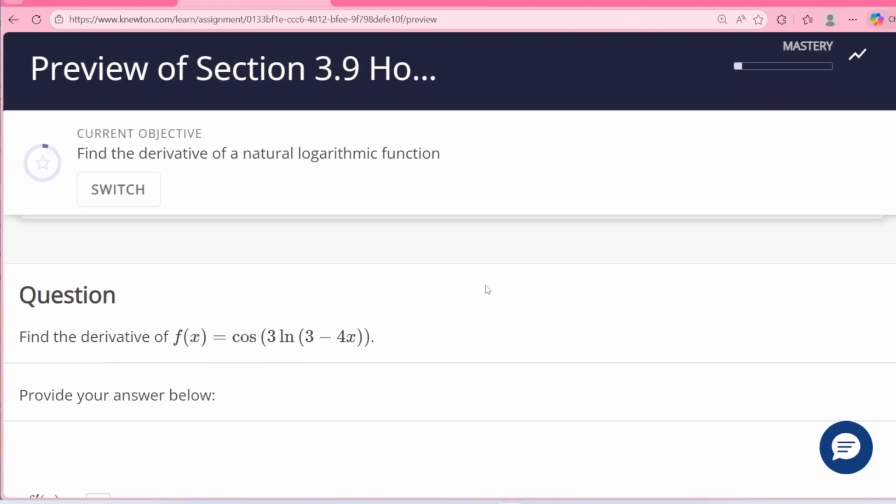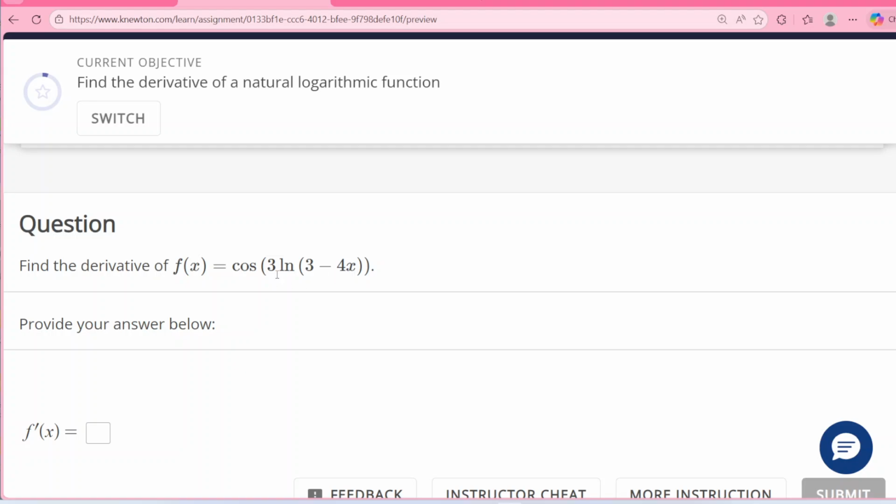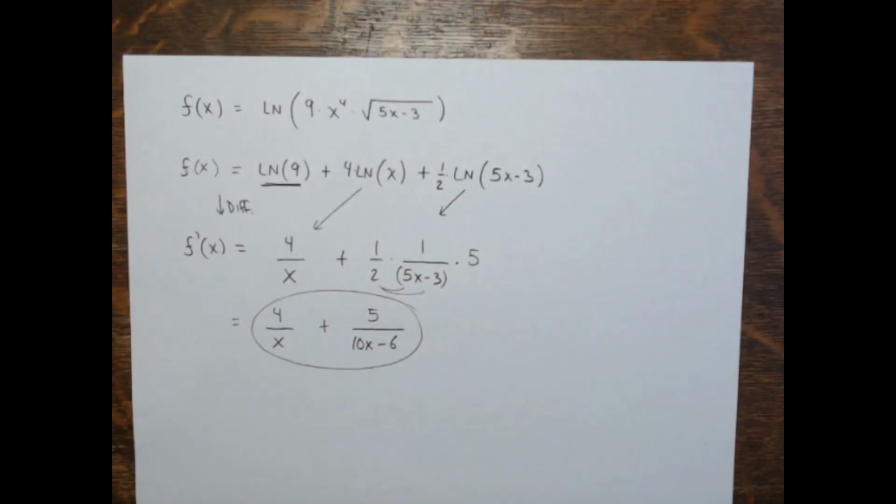All right, so this one has, once again, lots of chain rule stuff here. So it's not just the natural log of x. You got this 3 minus 4x inside the natural log. But then the natural log is multiplied by 3 and put inside this cosine function. So I'm working from the outside in here. The first thing I'm taking the derivative of is the cosine of something. Right? And I keep applying the chain rule.